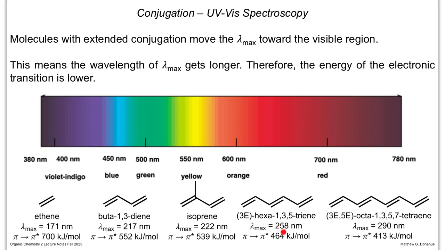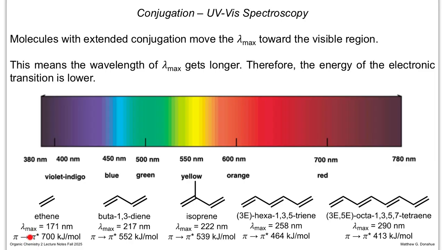That pepes this number up, 258. We had the fourth, 290. So we're almost breaking through into the violet region here. We're not quite there yet. So the wavelength is increasing as we add double bonds.